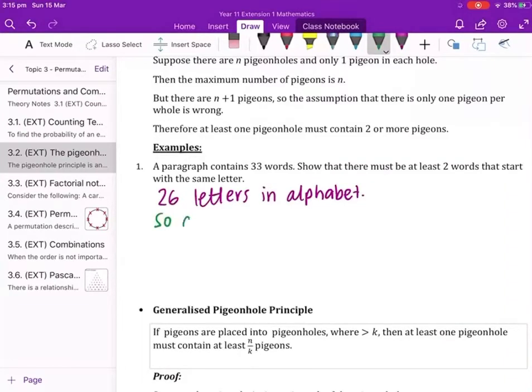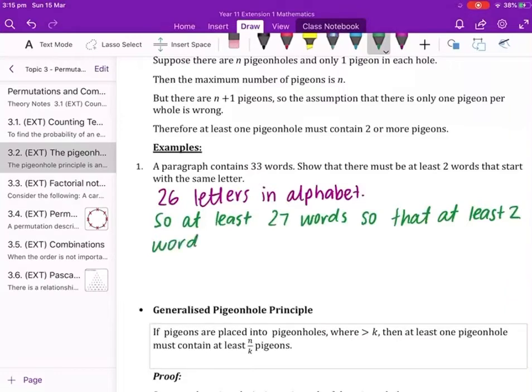So at least 27 words, so that at least 2 words will start with the same letter.